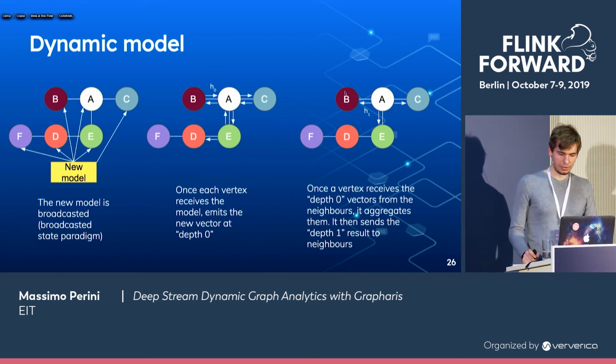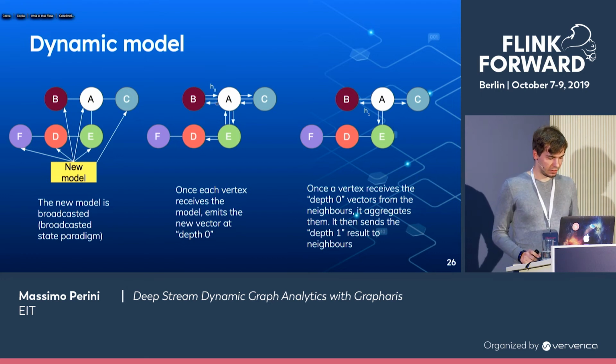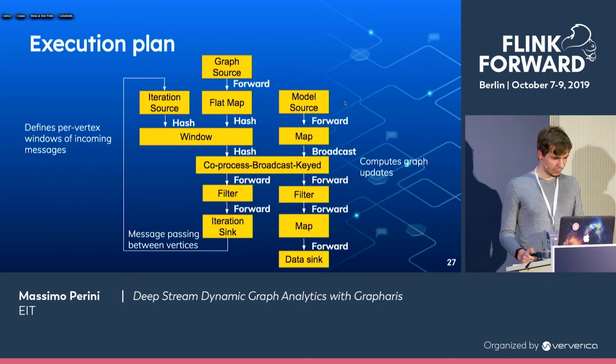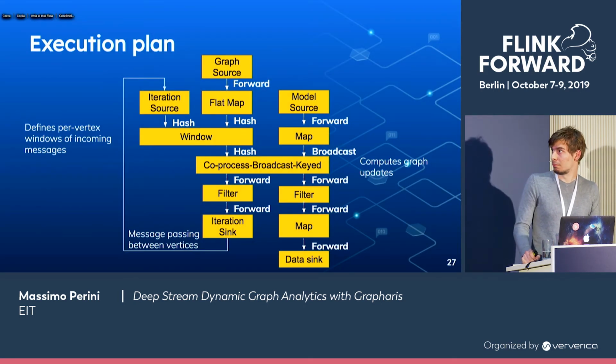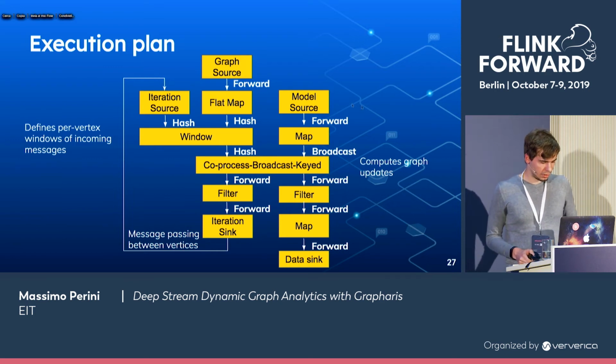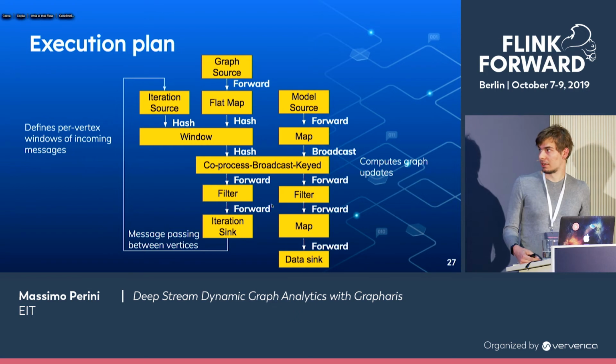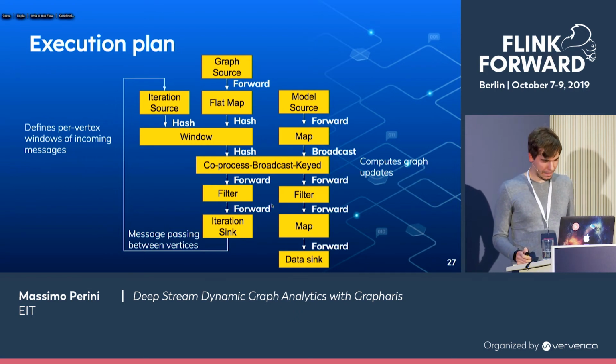In this case, for example, he received vectors from the neighbors and then is sending to the neighbors again the aggregated vector. So this is the overall execution plan if you want to also use dynamic models. In this case, we are broadcasting the new model, while the other operations are more or less the same.